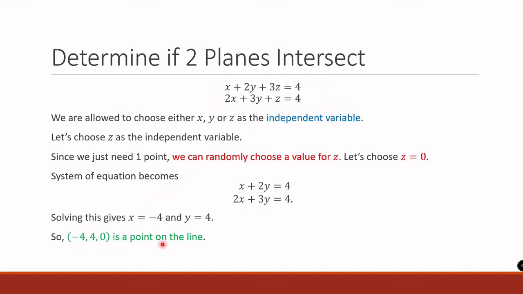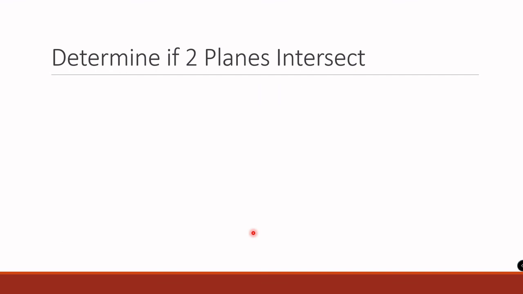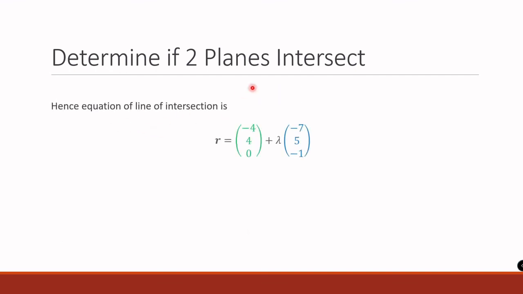So this is a point on the line, and all I need to do is to put everything back into the equation of a line like this. This is the point on the line, this is the direction vector. So that's how we can find the equation of the line of intersection between two planes, using the idea of a cross product to find the direction vector.